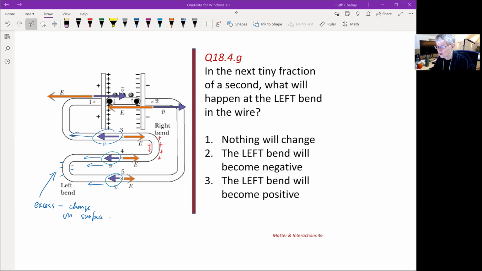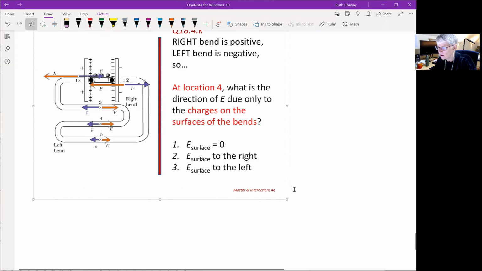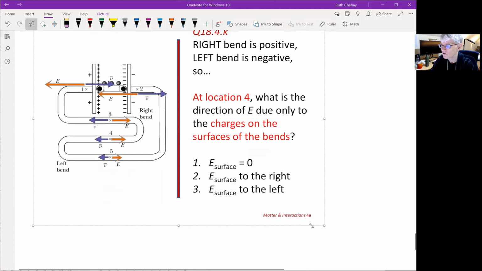And now we have a new source of electric field. So let's draw our charges here. We now have all this negative charge here, and we've got this positive charge here. And those guys actually contribute to the electric field everywhere in this circuit. So let's focus just on location 4 for a minute, because 4 is kind of a problematic location because our electrons are going the wrong way.